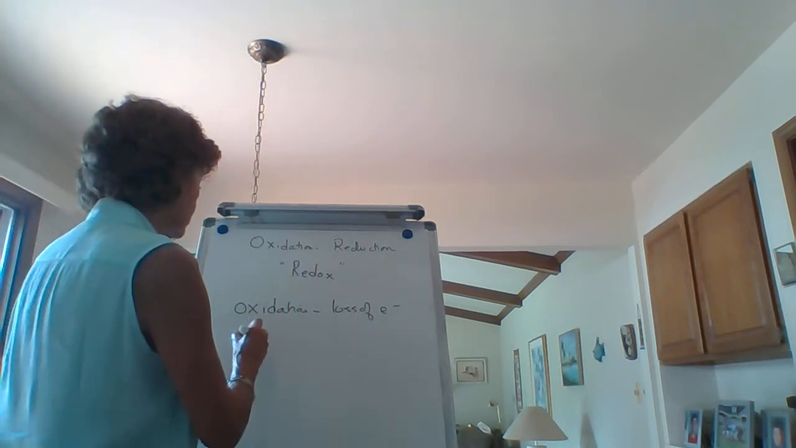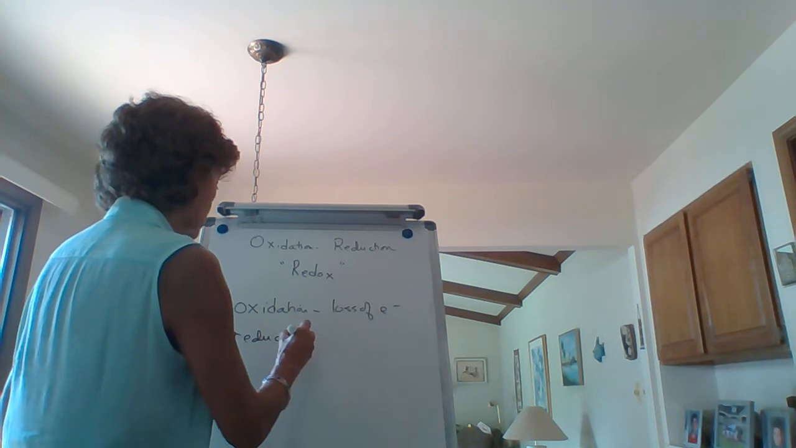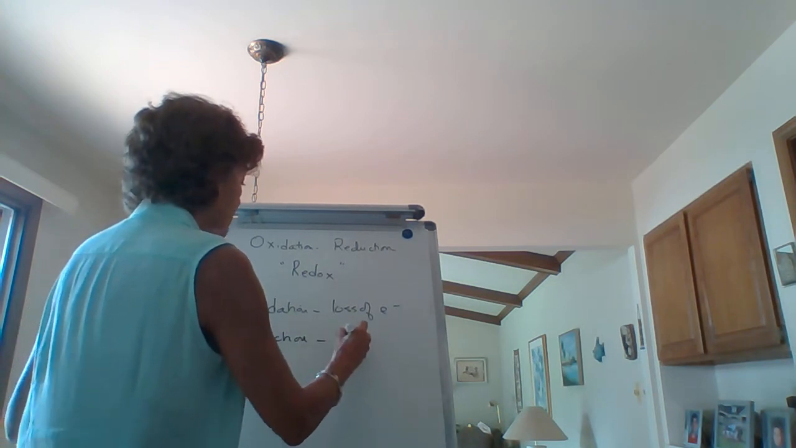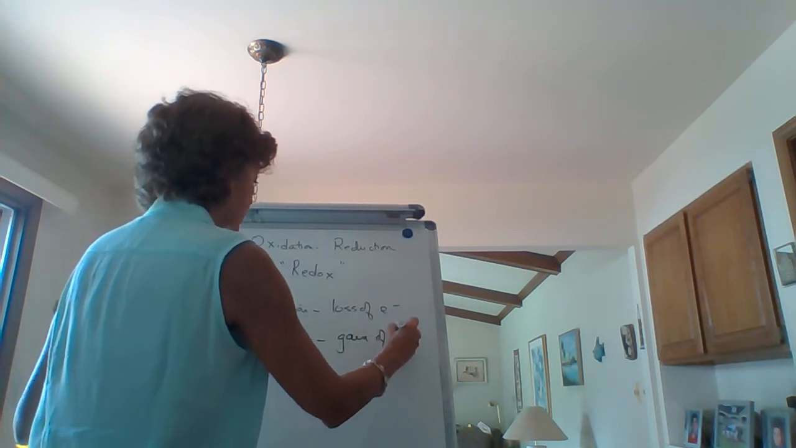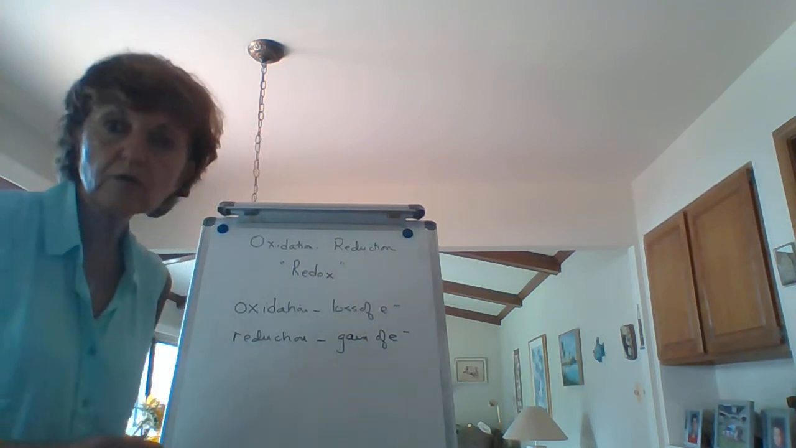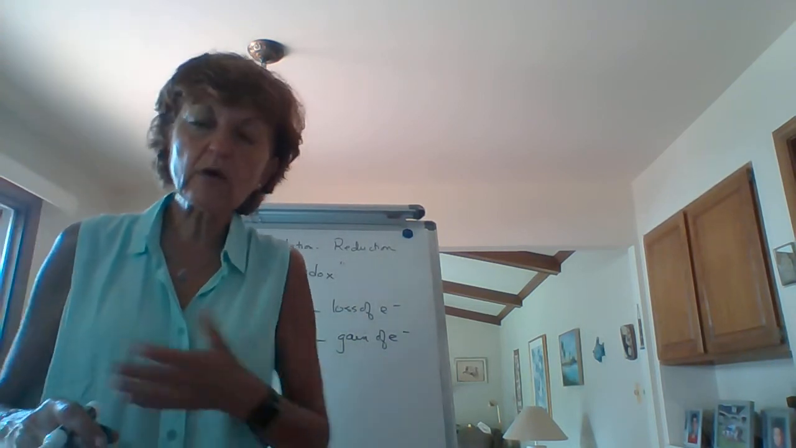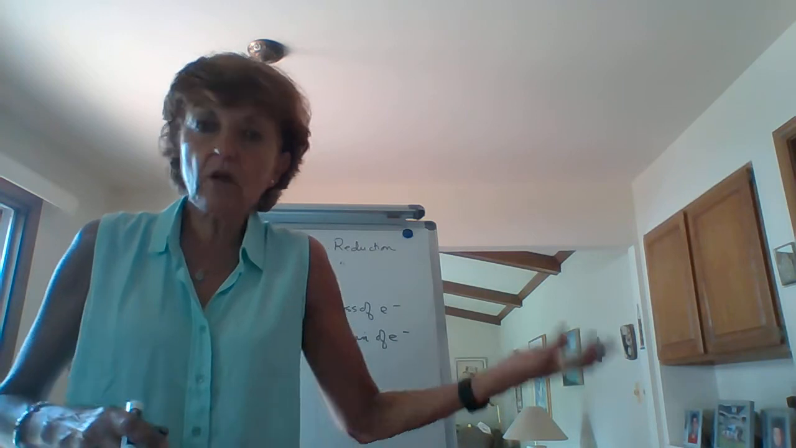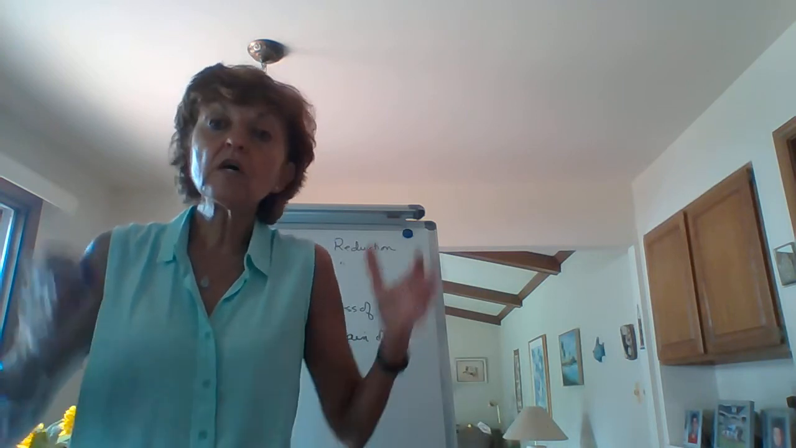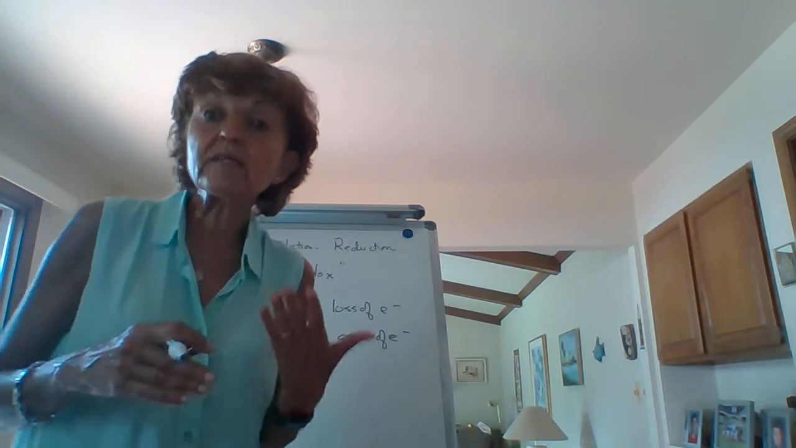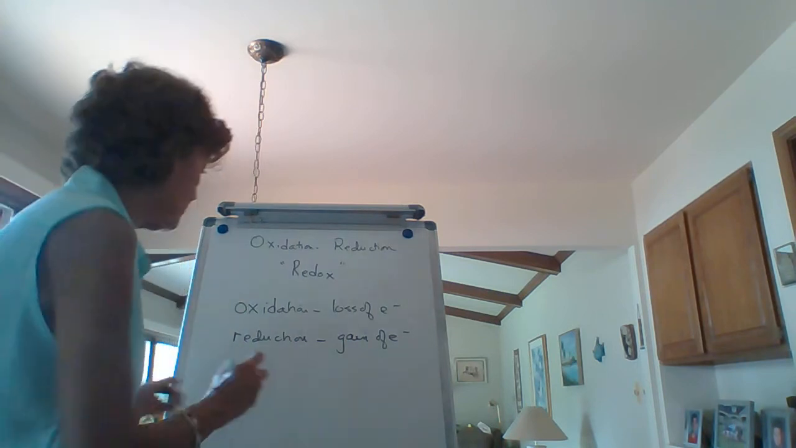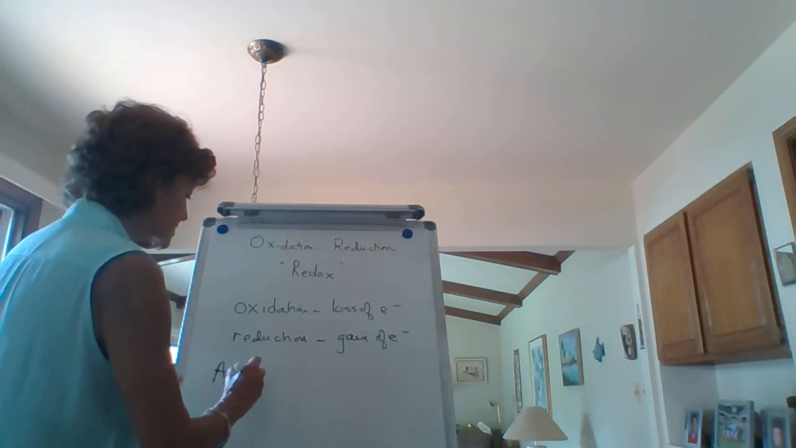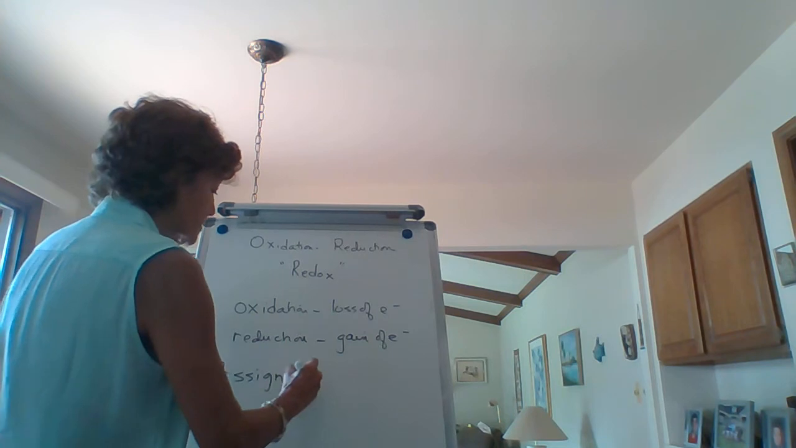And reduction is a gain of electrons. Now, how are we supposed to track those electrons? How are we supposed to know if an element lost electrons or gained electrons? The way we do that is we assign oxidation numbers. So we're going to learn how to assign oxidation numbers.